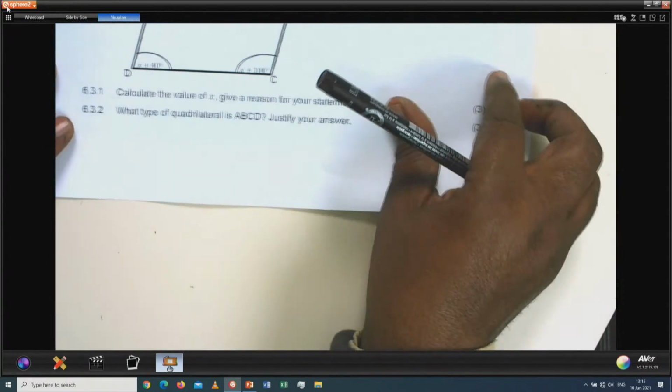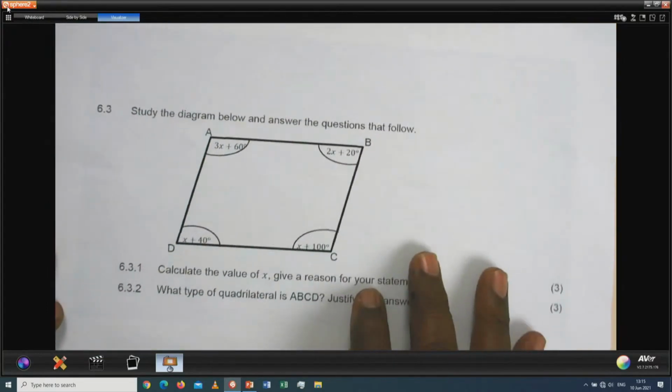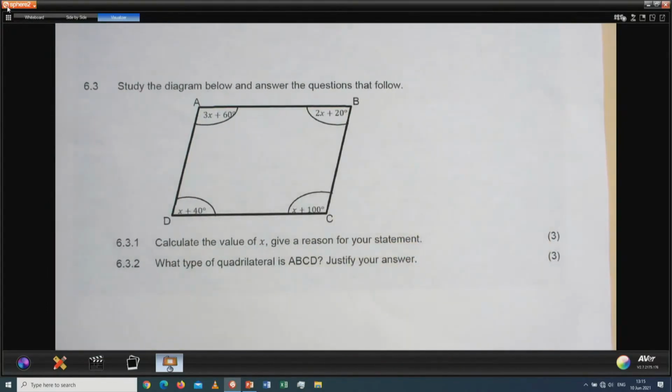Like I said, read each and everything. That is why there's an emphasis here. Study every question, read and understand. And if you are able to put it in a picture to make it clearer, to make the picture more colorful and more understandable, do so. Study the diagram below and answer the questions that follow. Right? Calculate the value of x, giving the reason for your statement.